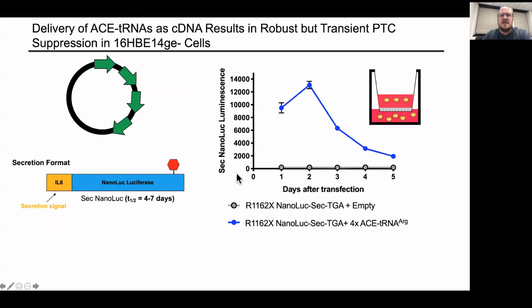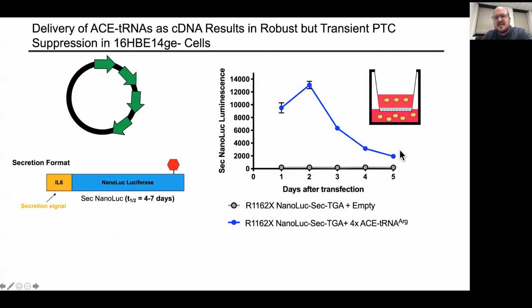So the first thing that we did was we made a 16HBE cell line that has the R1162X mutation in the CFTR gene with the secreted format of our nanoluciferase. And then we transfected those cells with plasmids that encode the arginine ACE-tRNA. And we sampled on day 1, 2, 3, and 4, and this was done in Transwells. This is just taking the apical media and putting it in a plate reader. And you can see that you get robust PTC suppression. You have a huge signal here, but to our surprise, it decayed quite rapidly over 4 days.